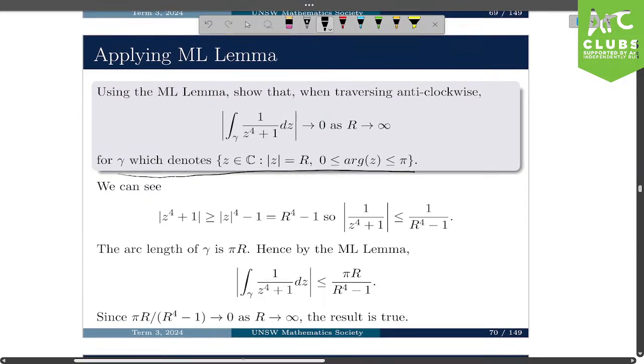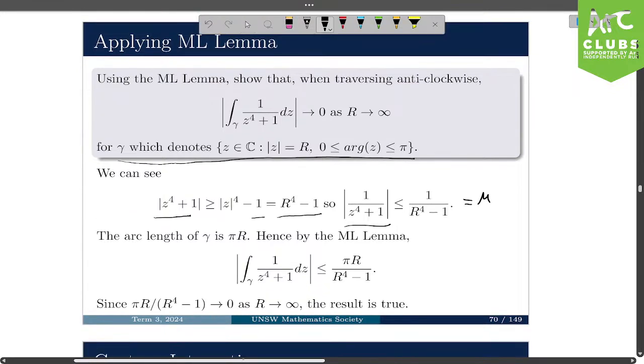So we can see, applying the circle inequality here, that the modulus of z to the 4 plus 1 is going to be greater than or equal to the modulus of z to the 4 minus 1, which is equal to r to the 4 minus 1. So we have that our maximizer, M, we can set as 1 over r to the 4 minus 1, because it's going to be larger than or equal to the modulus of 1 over z to the 4 plus 1.